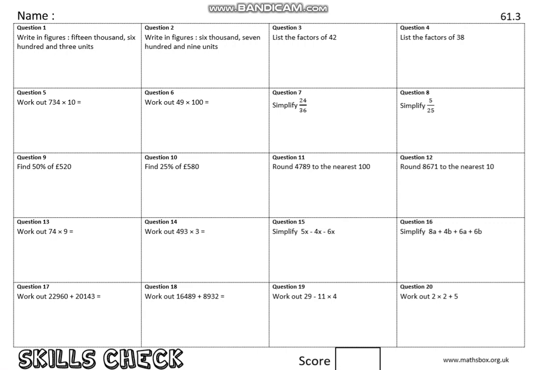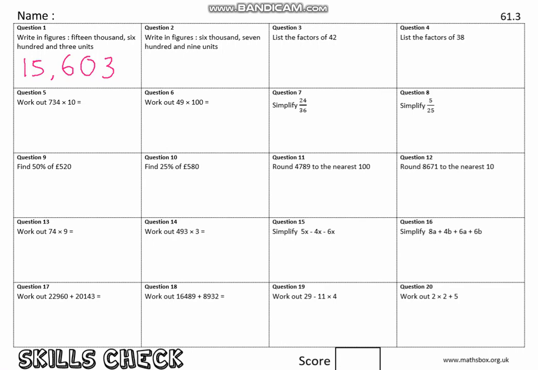So the first one says, write in figures 15,603 units. We'll start with our 15, because that's the very first thing that has been said. Then after thousands does come hundreds, so we've got a 6 in our hundreds column. After hundreds comes tens. It doesn't say we've got any tens, so we're going to have to pop a 0 in there. But it does say we've got 3 units, which comes next. So that should be your final answer, 15,603.